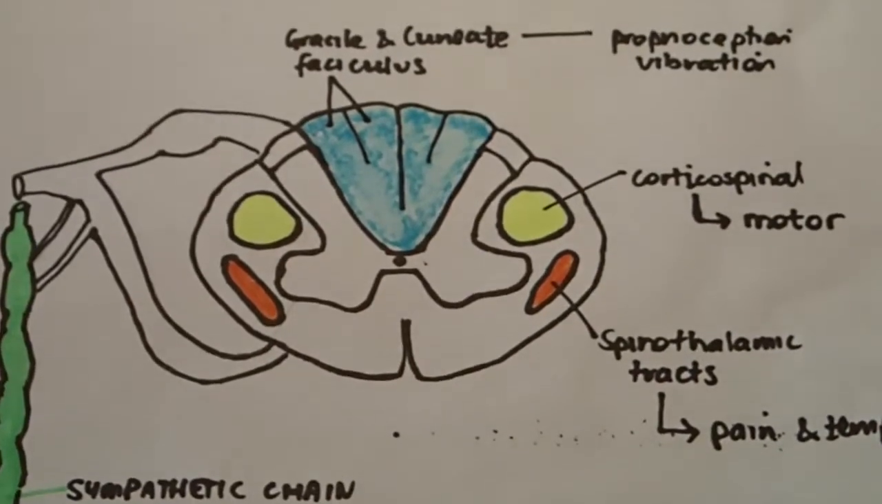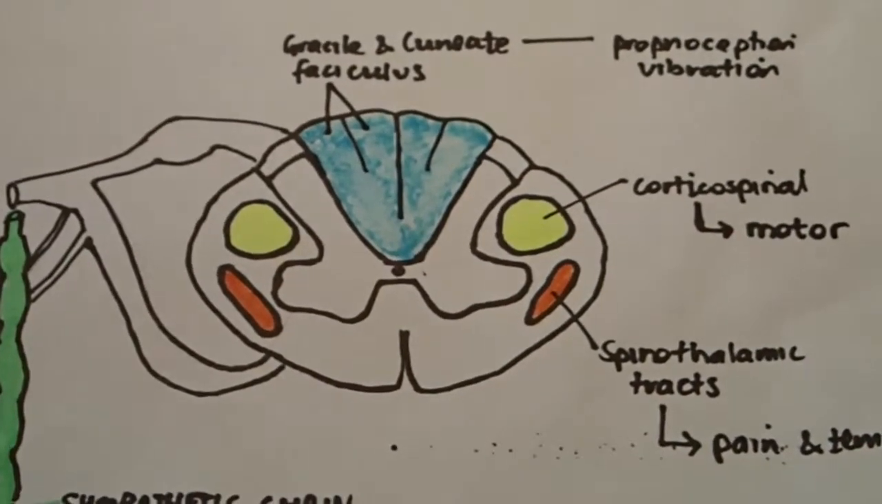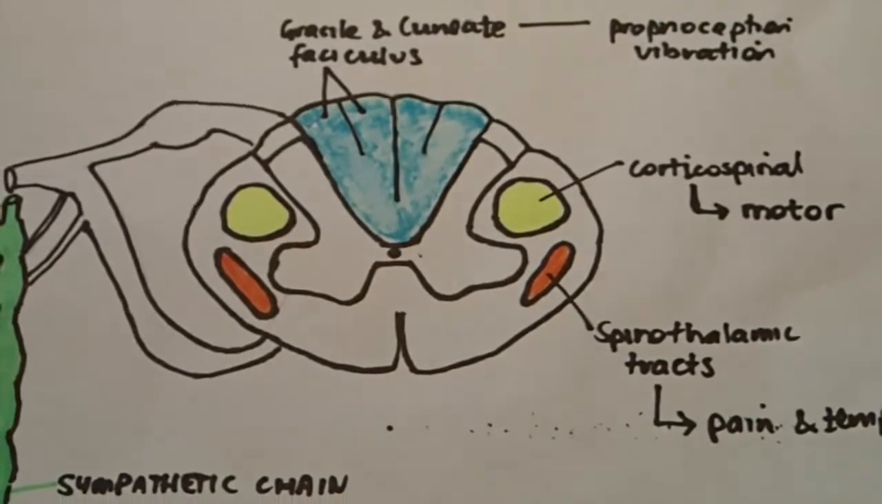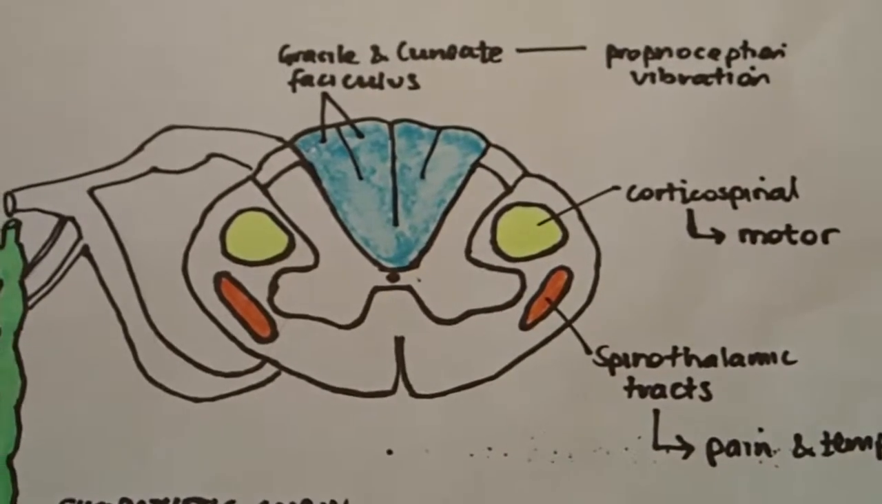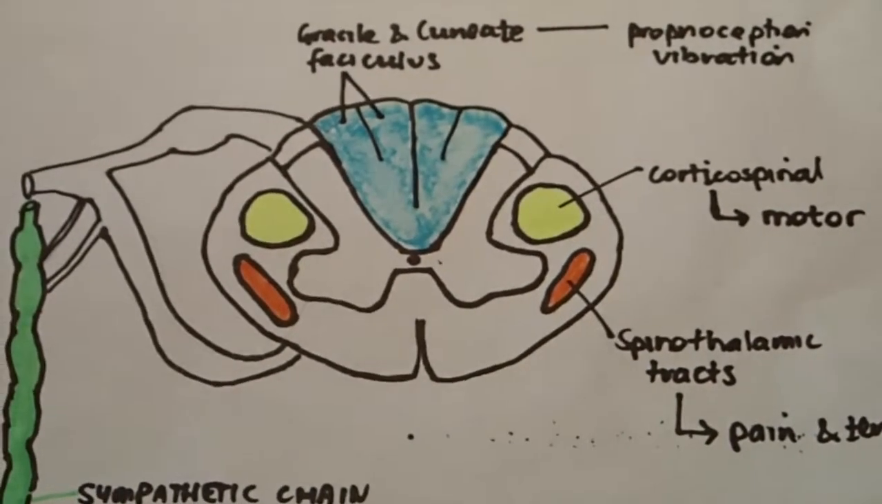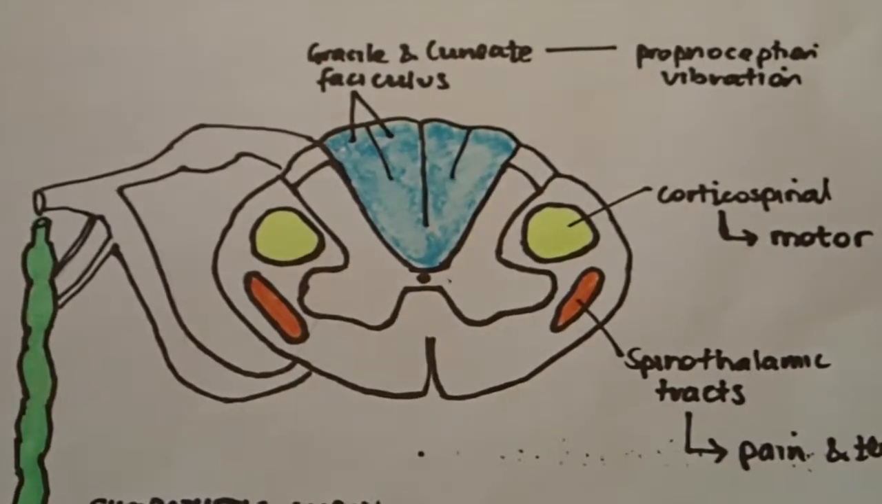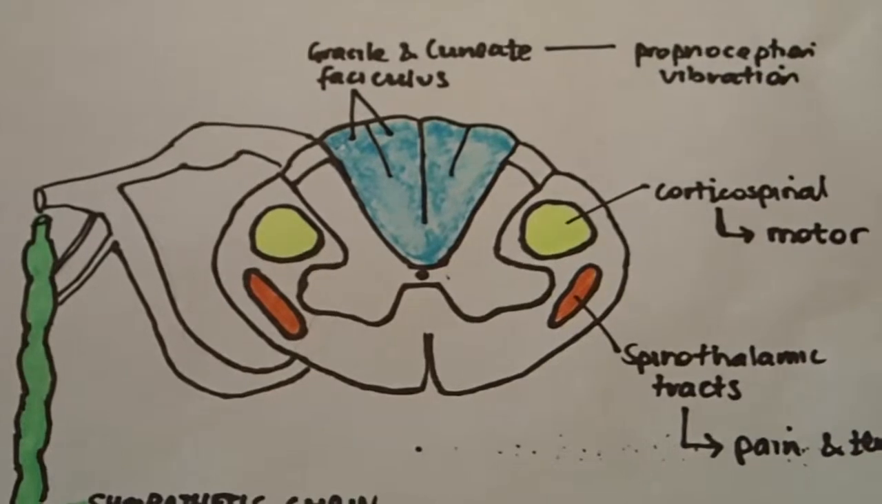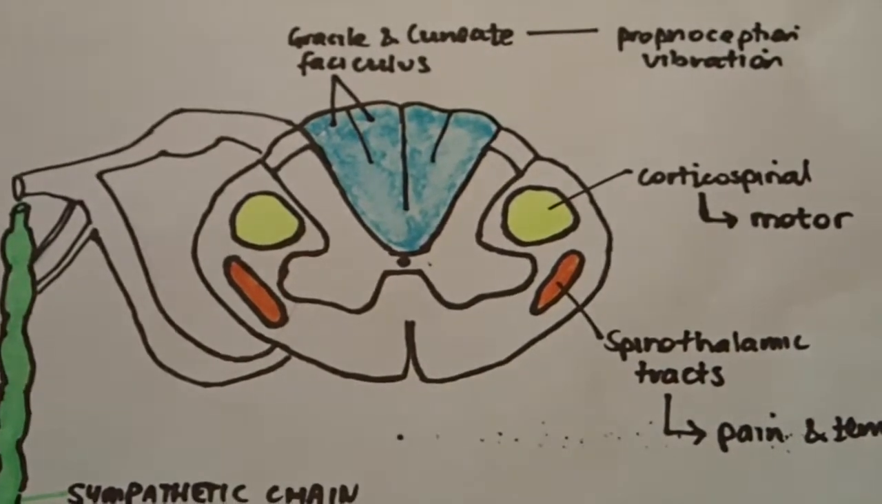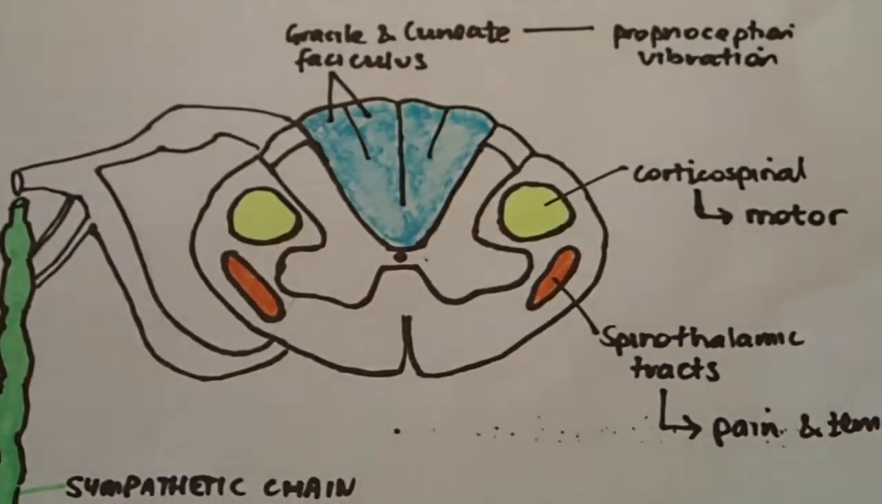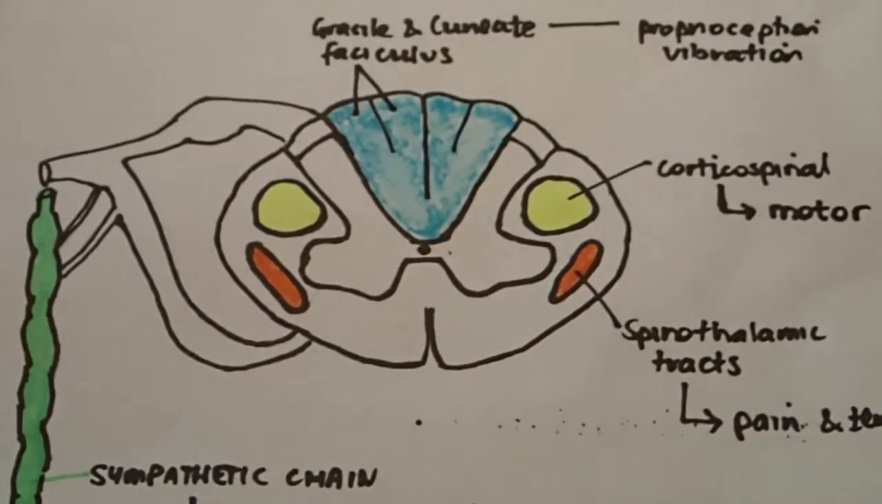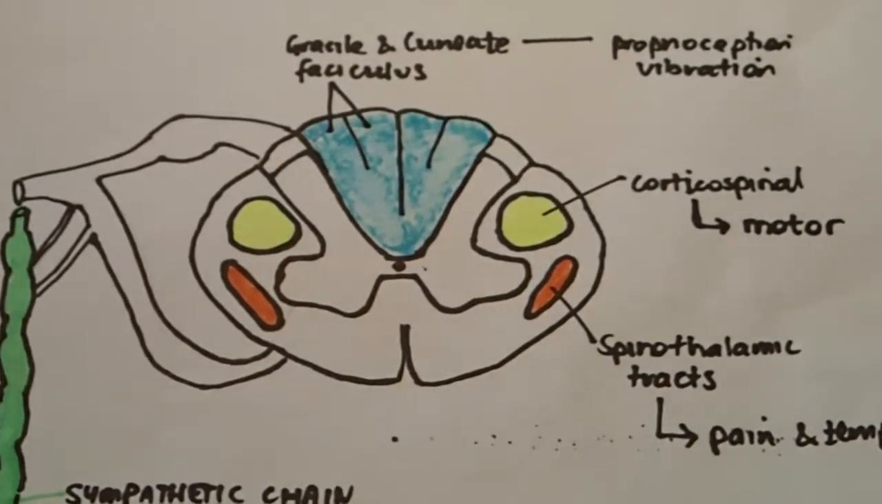As you can see, the gracile and the cuneate fasciculus carry proprioception and vibration. So the patient is going to lose the proprioception in their legs. The red tracts, which are quite thin and also superficial, are the spinothalamic tracts, and they carry pain and temperature. Hence, they will be blocked quite early as well.